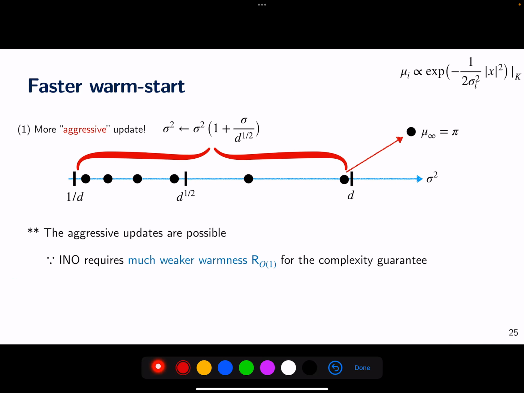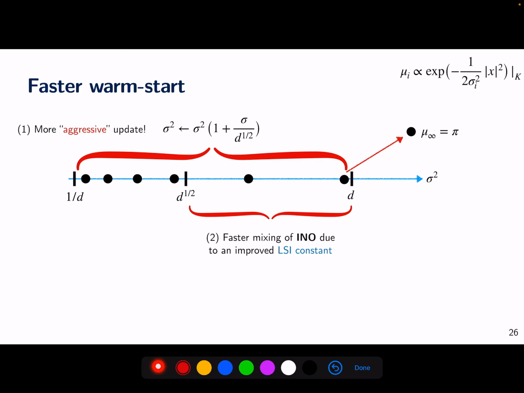And like I said, the benefit of this newer algorithm comes from this more aggressive update. Because we no longer need Rényi infinity, we are just happy with Rényi O(1), so we can take a more aggressive update like that. And the second benefit of this algorithm improvement comes from faster mixing of in and out because of our new improved log-Sobolev inequality constant.